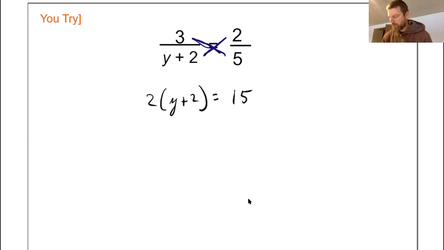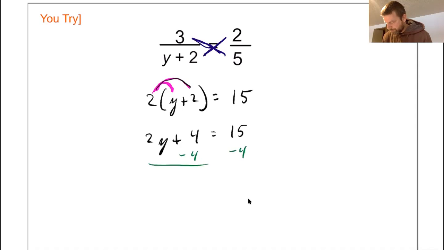Now to get rid of those parentheses, we're going to take that 2 and multiply it through. 2 times y is 2y. 2 times 2 is 4. That'll equal 15. And then from here, it's easy. To get rid of that plus 4, we're going to minus 4. We get 2y by itself equals 11. And then to get rid of that 2 times y, we're going to do the opposite of multiplying. We're going to divide by 2. And we get y equals 5.5.